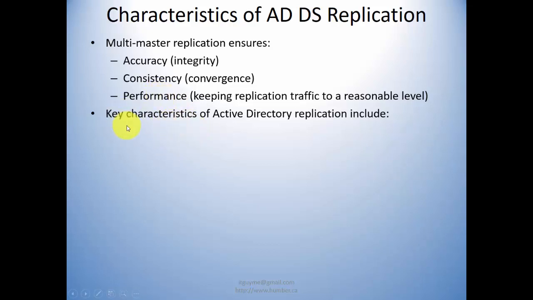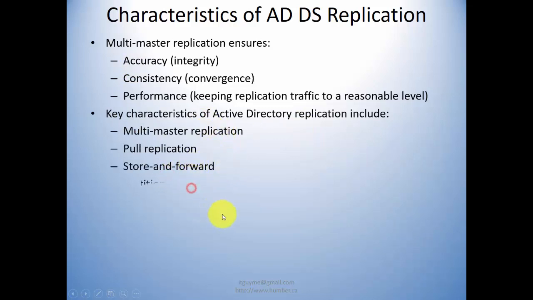So key characteristics of Active Directory replication include multi-master replication, as we just discussed, pull replication, and store and forward partition. Pull replication is in Sites and Services. Did you ever try to manually send replication? Did you try the Replicate Now option? Did we ever try that?